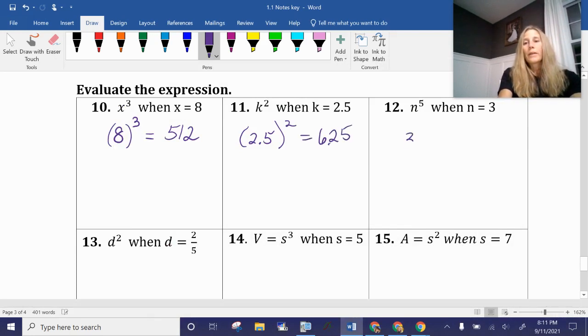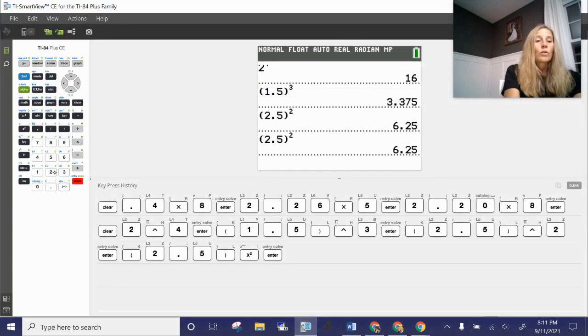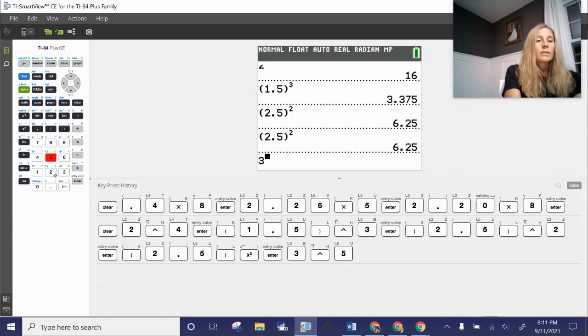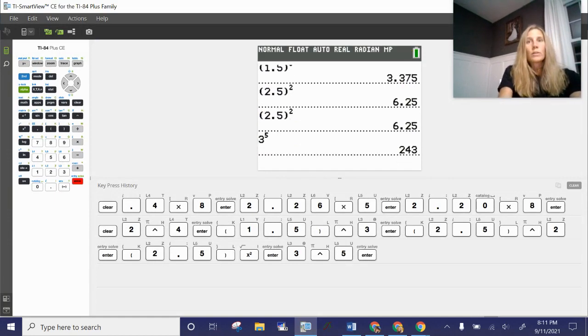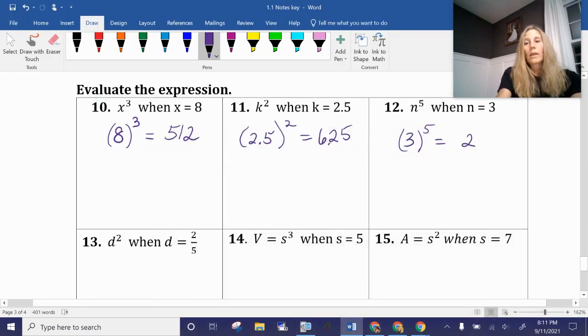Okay, then n to the 5th when n is 3. So we're doing 3 to the 5th power. So 3 raised to 5. If you put it in parentheses, you get the same thing, 243.